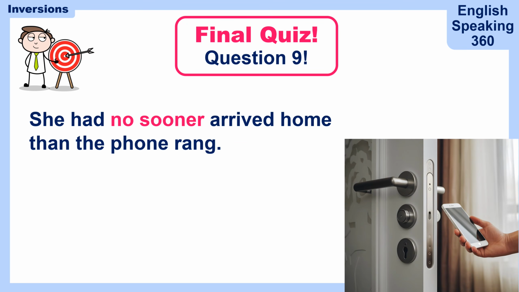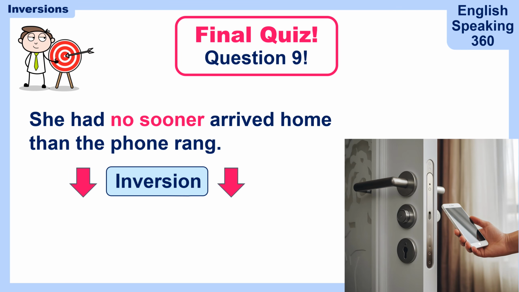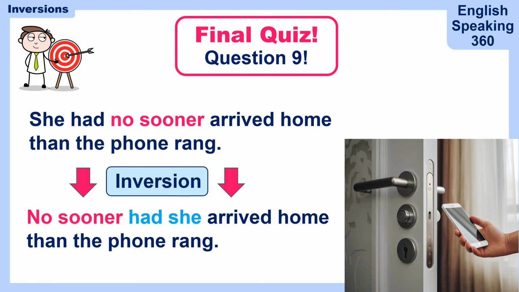Question 9. She had no sooner arrived home than the phone rang. So you see here in the picture, the door is still open. She just got home and then the phone rang. So how can you make an inversion with that? So be careful here. Use no sooner at the very beginning of the sentence. And it becomes, no sooner had she arrived home than the phone rang.